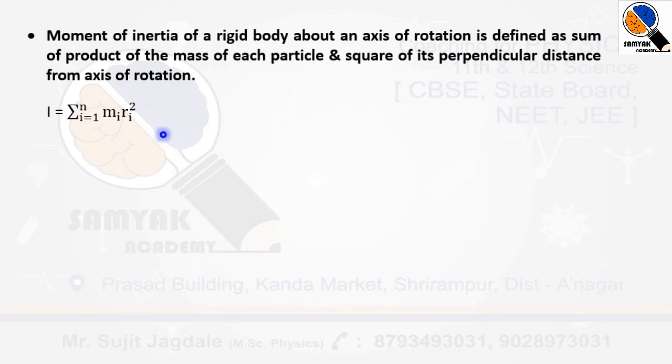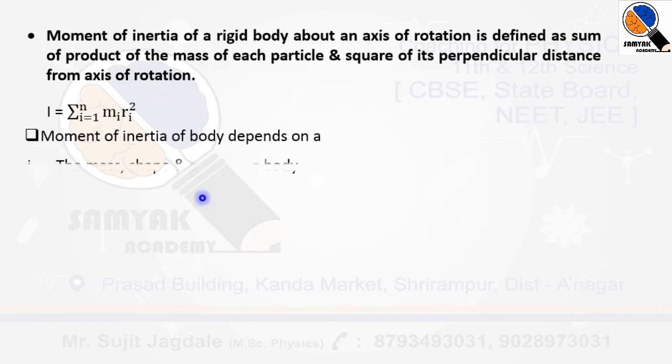From this formula we can say on which factors the moment of inertia depends. It changes according to these factors. The first one is the mass, shape and size of the body. It totally depends on mass, that is, the total mass. Then shape, that means how those masses are distributed. As the shape changes, r changes, and as the size changes, r will again be different. So it totally depends on the mass, shape and size of the body.